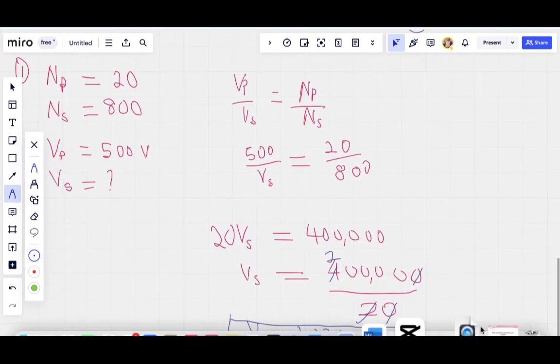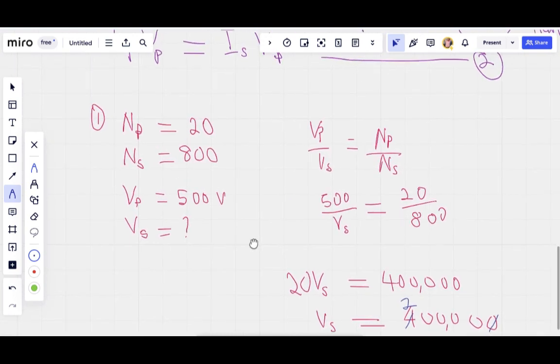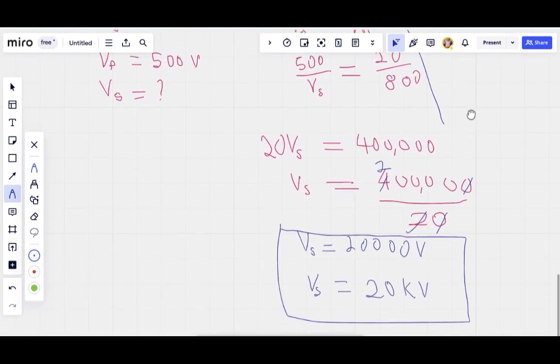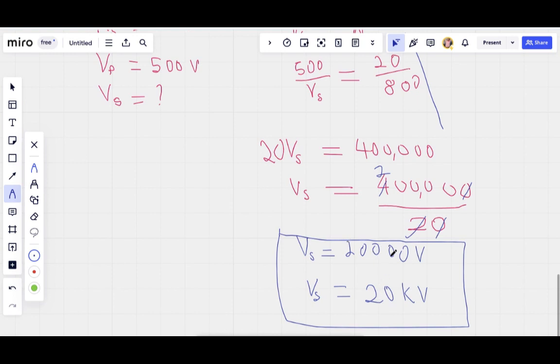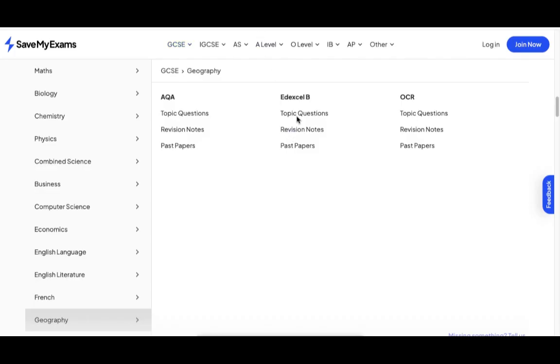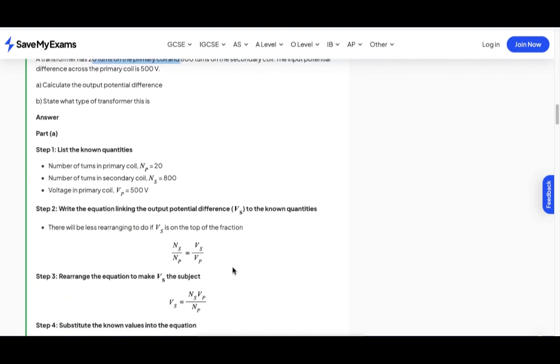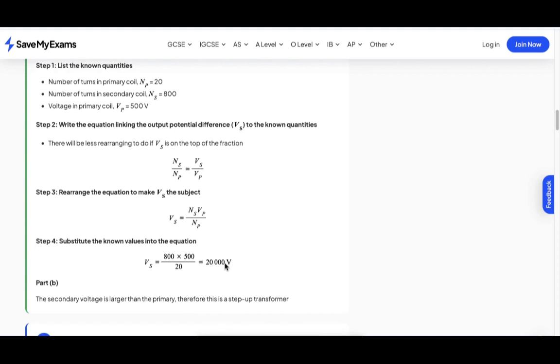That's the good thing about a transformer. You put 500 volts in the primary, you raise it to 20,000 volts. A transformer is used for stepping up or stepping down voltages. It's an electromagnetic device used for stepping up and stepping down voltages with the operating frequency remaining constant. So that's the first one, and we've solved it and got 20,000 volts.